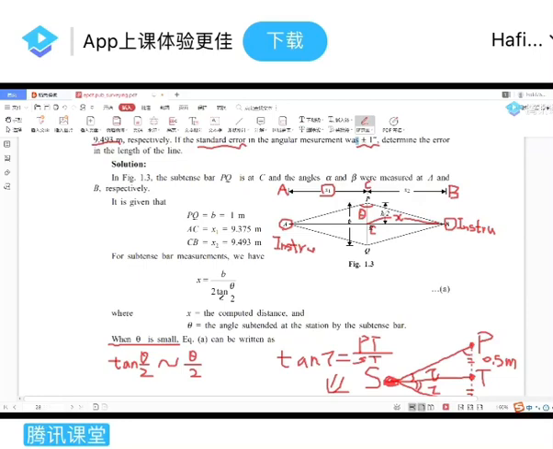X is the computed distance. Let's take a look at X. X is B. Where is B? B is over here. This is your B, and this is your X. See, take a look at what I write. This is your X. X is over here, and this is your B. In this, X is your X2. You look at it, this one X is your X2.